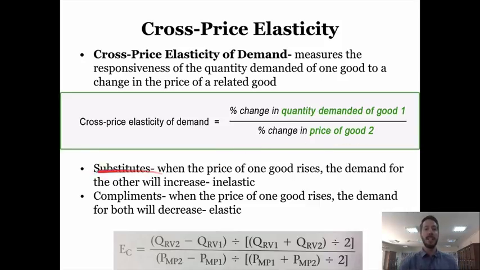So if it's a substitute, the difference between Coke and Pepsi. When the price of one good rises, the price of Coke rises, the demand for Pepsi will increase. That shows that it's inelastic, because you can change your buying habits, that particular good, soda, is inelastic. Because if the price of Coke goes up, I can just change to Pepsi or Mr. Pibb or whatever I want to drink.